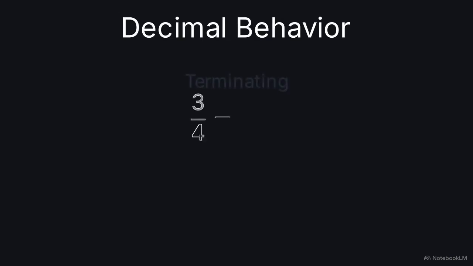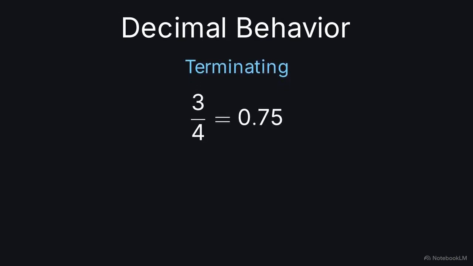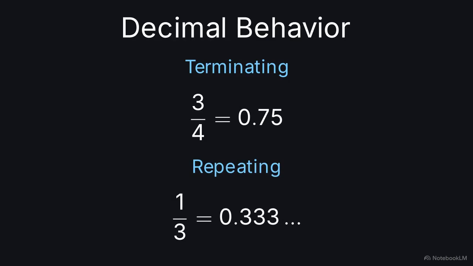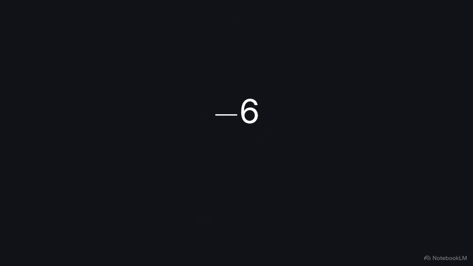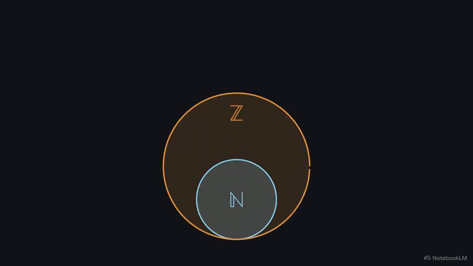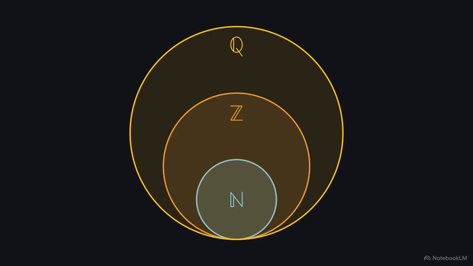The first valid behavior is termination. The decimal 0.75 is rational because it ends completely. The second valid behavior is repetition. A decimal that repeats a specific pattern infinitely is also rational. All integers are technically rational numbers because they can be expressed as fractions over 1. Consequently, the rational set entirely swallows the integers, further expanding the mathematical hierarchy.